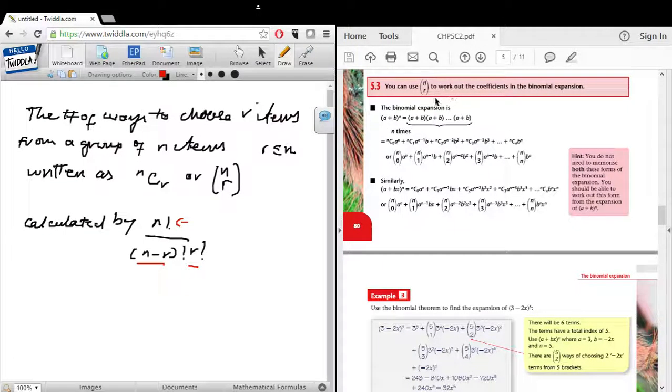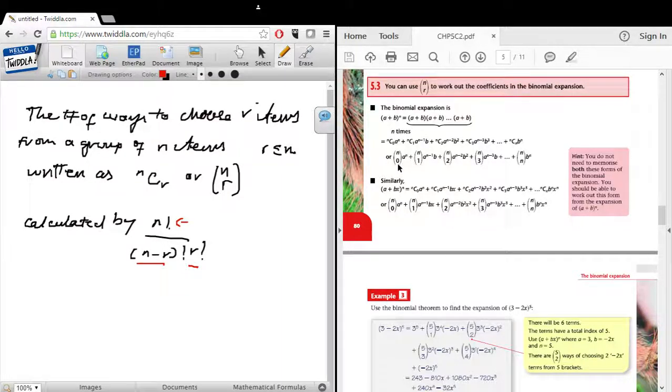You can use nCr to work out the coefficients in the binomial expansion. So this is how you can also rephrase a binomial expansion in this particular manner. And if you recall, we were discussing the powers. You have n here, so you have n minus 1 and 1, n minus 2 and 2. If you add them together, you'll get n. Something for you to note.